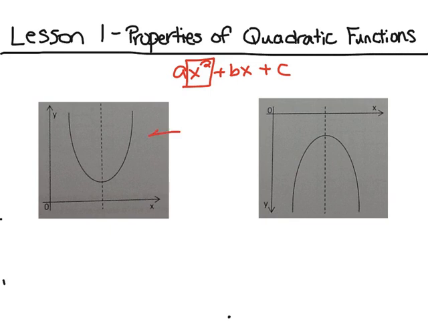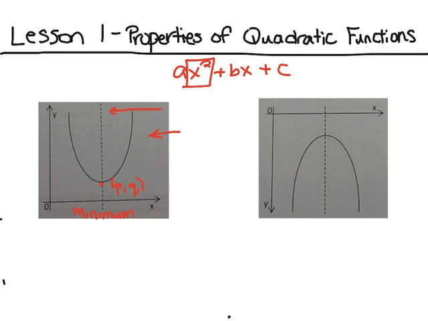So this is a parabola, this shape. A parabola has a vertex, and the vertex is either the very minimum or the very maximum point. So this one is the very minimum. And we label our vertex P, Q. So P would be your x value, Q is your y value.